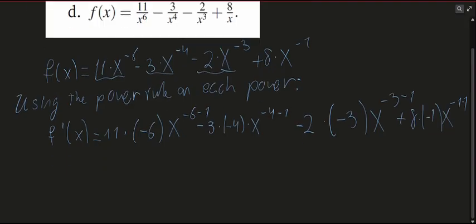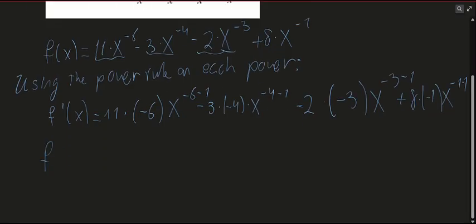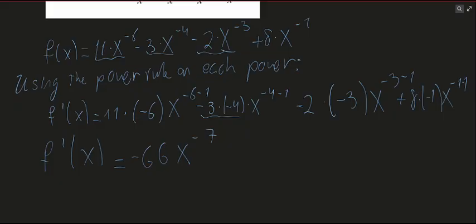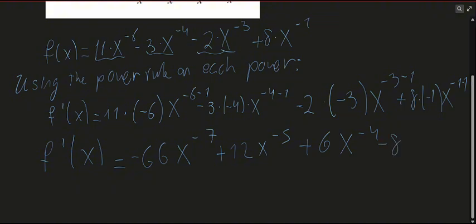Let's actually try to clean up the numbers a wee bit. So f prime of x is going to be equal to, this one is 11 times negative 6 is negative 66 times x to the power of negative 7. Minus 3 times negative 4 is plus 12, x to the power of negative 5. Minus 2 times negative 3 is what? Plus 6, x to the power of negative 4. And 8 times negative 1 makes negative 8, so negative 8, x to the power of negative 2.